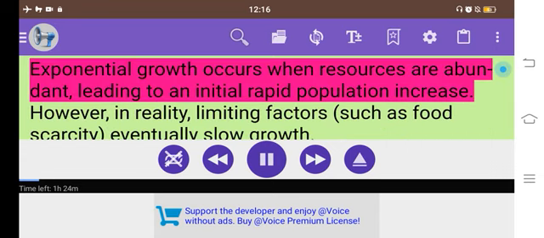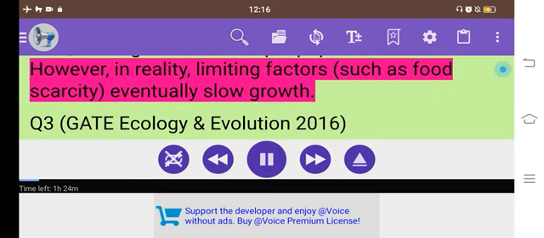Explanation. Exponential growth occurs when resources are abundant, leading to an initial rapid population increase. However, in reality, limiting factors such as food scarcity eventually slow growth.